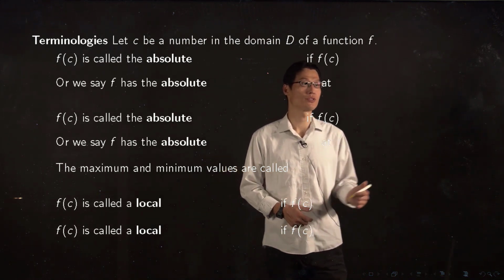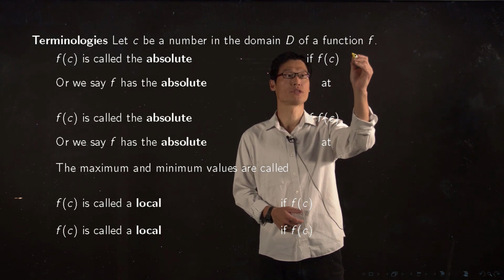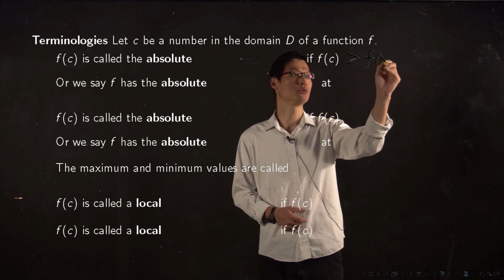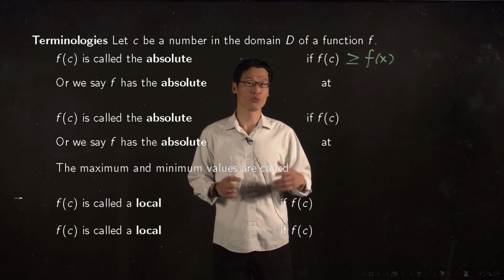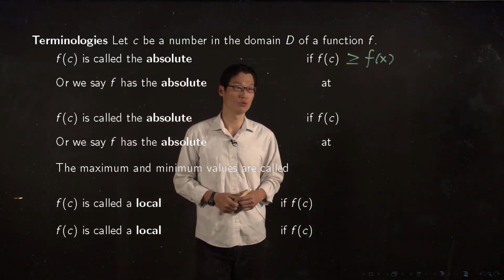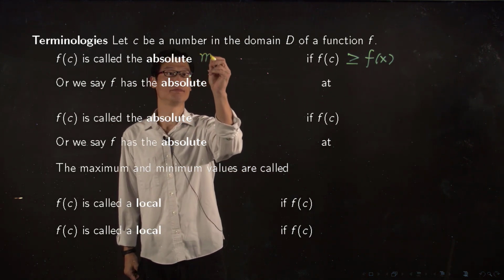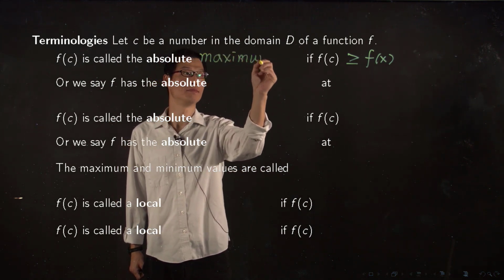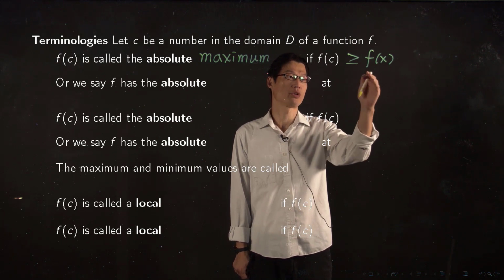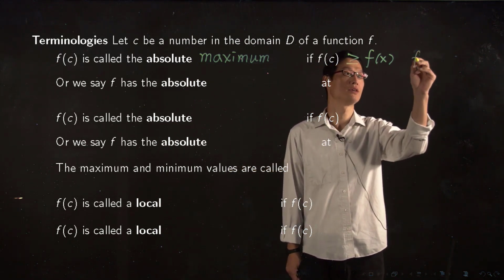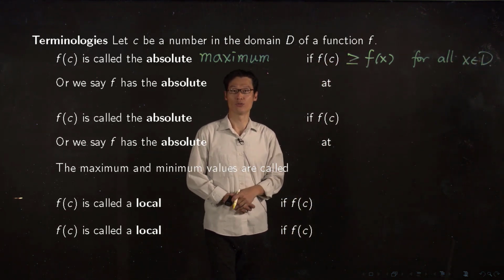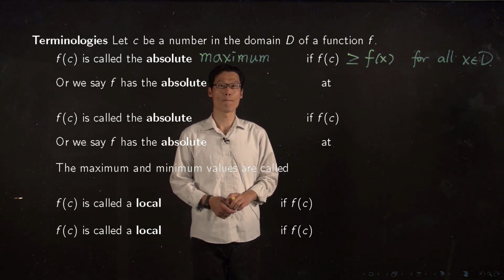If this function value f of c is greater than all function values, so we say f of c is called the absolute maximum if this function value is greater than or equal to f of x for all x in the domain. So the largest function value is the absolute maximum.